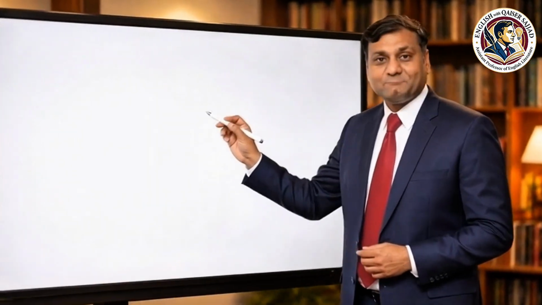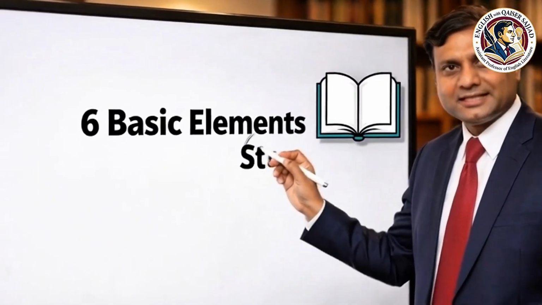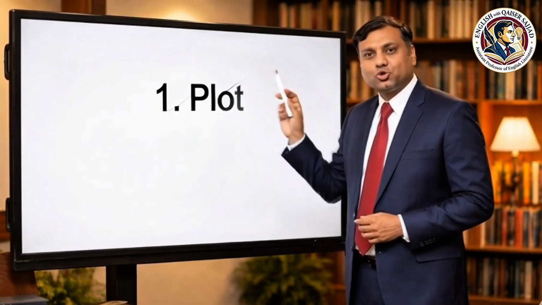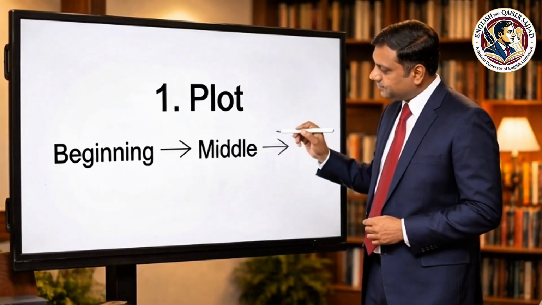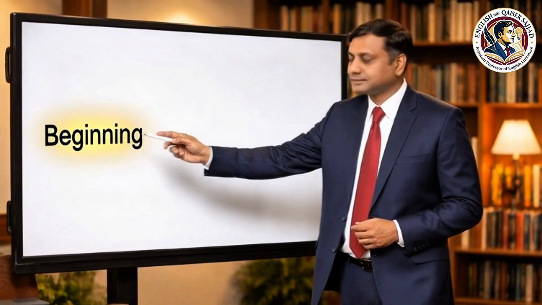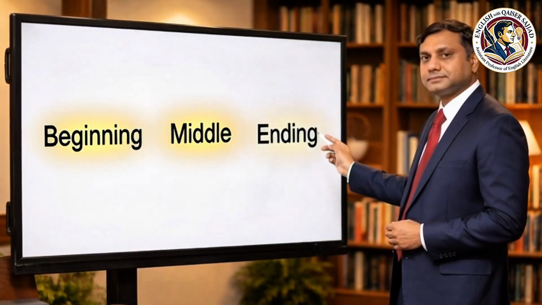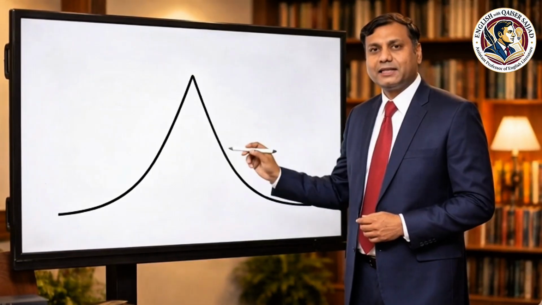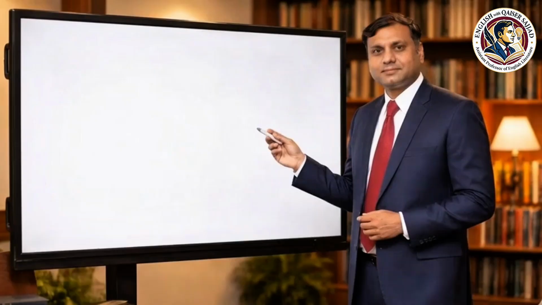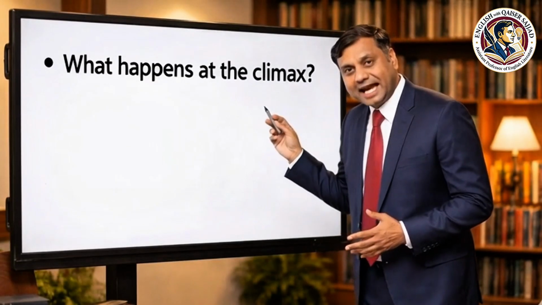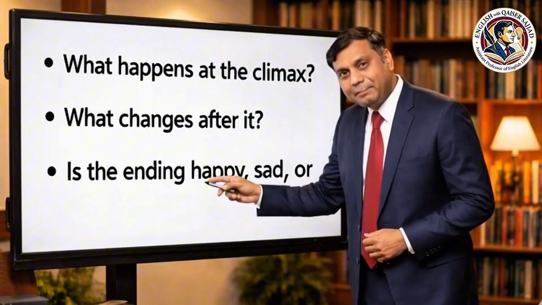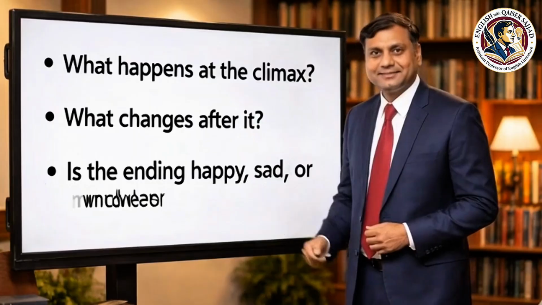Now, the 6 basic elements of a short story. Let's go one by one. Plot means the sequence of events. Every story has a beginning, middle, and ending. But the most important part is the climax, the turning point. Ask yourself, what happens at the climax? What changes after it? Is the ending happy, sad, or unclear?